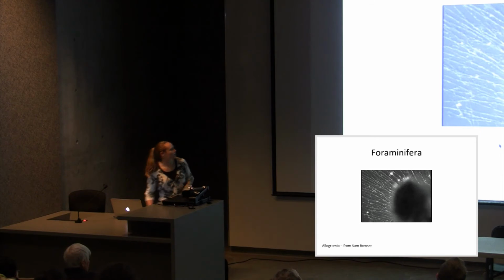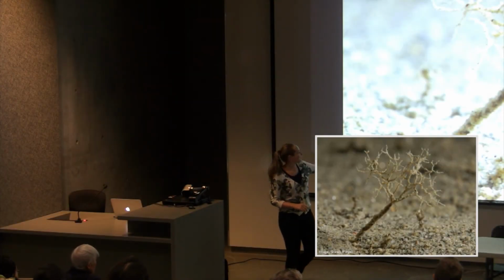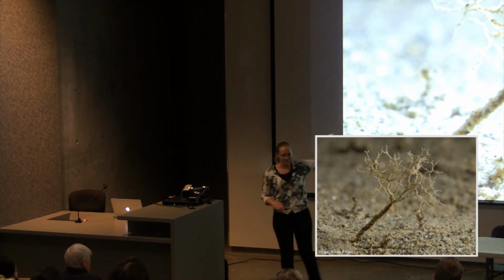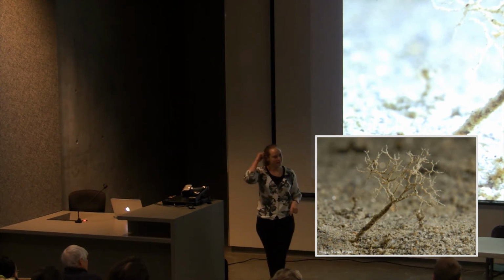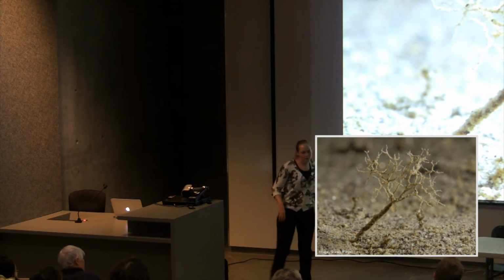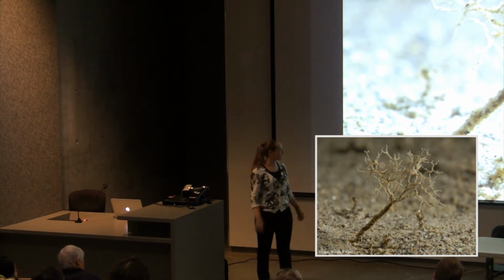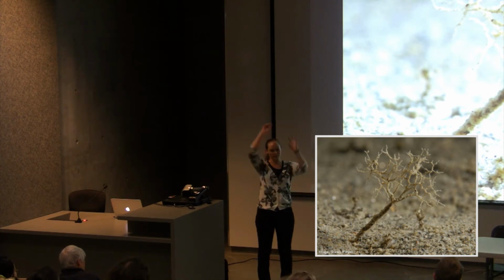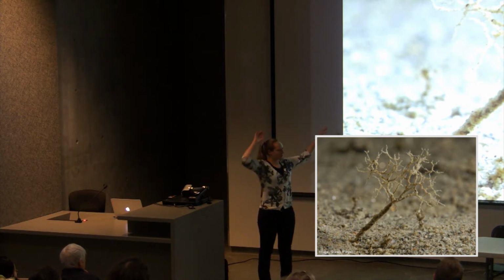Here's another type of amoeba. This is called foraminifera. So this is actually a foraminifera tree structure. It's about 2 centimeters big. This one lives in Antarctica, and its cell body is down below in the sediment. So it's in the ocean, and it's built this tree sticking up into the water column with its pseudopods.